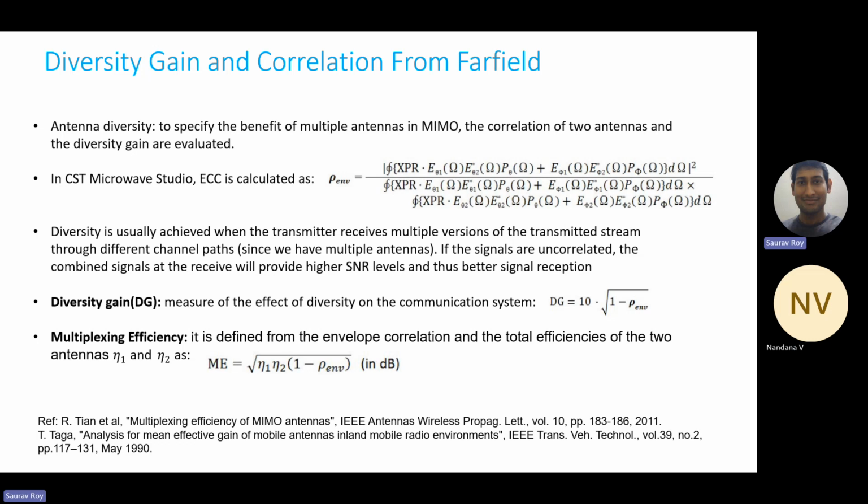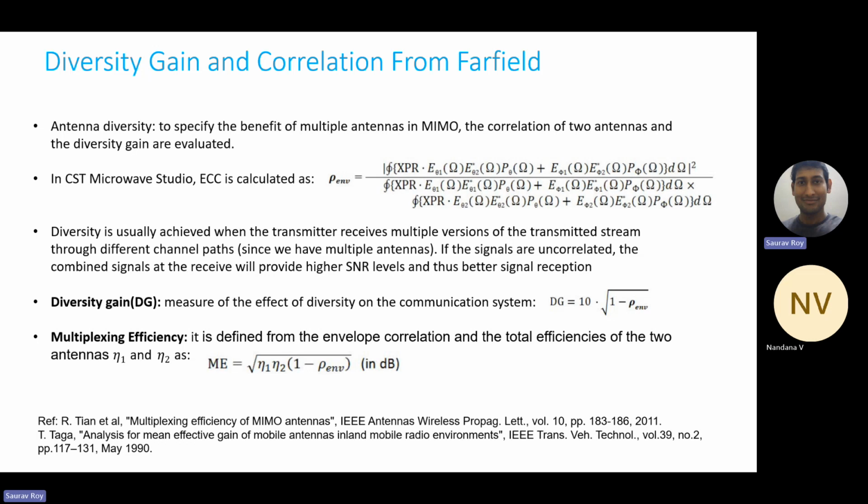So what is diversity? I told you diversity is achieved when the receiver receives multiple versions of the transmitted stream through defined channel paths. That is what I told you, right? If there are 4 transmit antennas and one single receiver, it is achieved when the receiver receives multiple versions of the transmitter stream through defined channel paths. So then there will be diversity among this data.